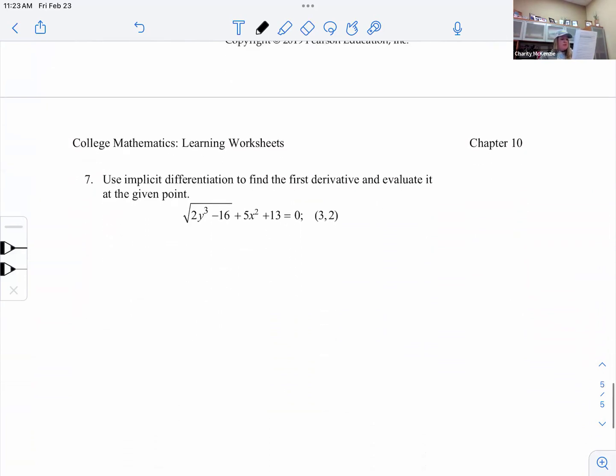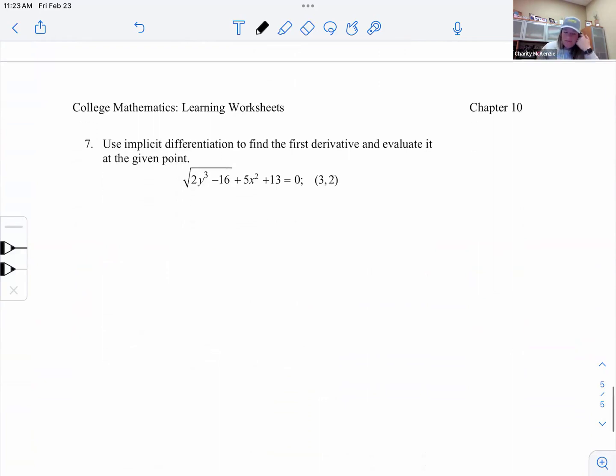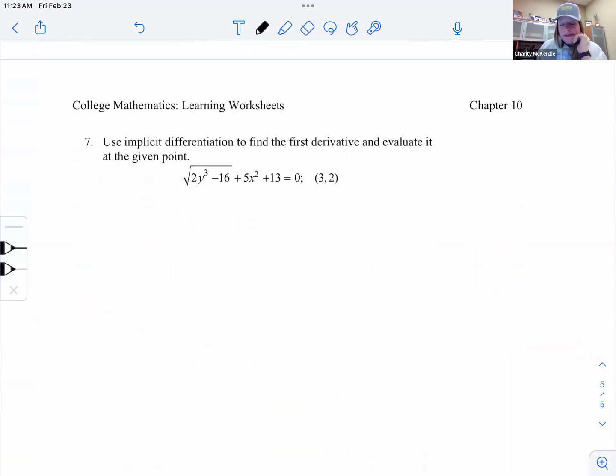Evaluated at the given point. This one's probably fine, but like, we really need to probably do something with a radical or that square root. So we're going to rewrite this term to be 2y to the third minus 16 to the 1/2 power. That term needs to be that, right? And this is a chain rule because it has stuff inside to an outside power. So when I do the derivative of it, it's going to come down as the 1/2. Everything stays the exact same.